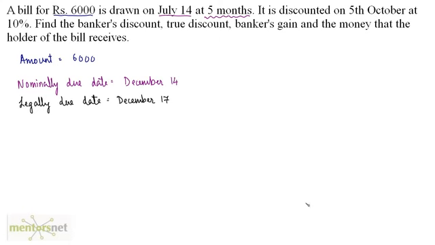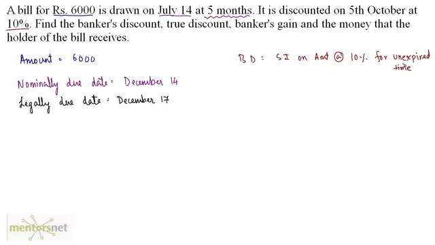Now what is the formula for banker's discount? Well, banker's discount is equal to the simple interest on the amount, right? And what will be the rate here? The rate has been fixed at 10%. So at 10% for the unexpired time.